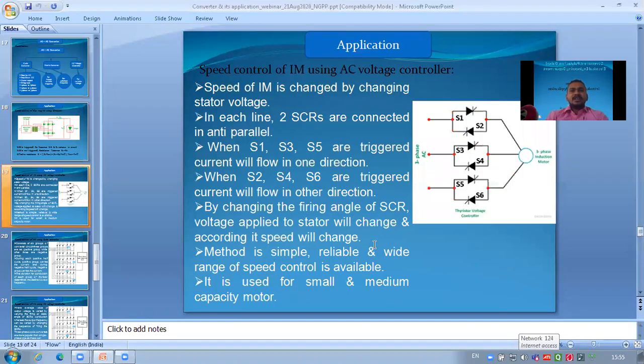Okay, now another application of the AC voltage controller. Here we can control the speed of the induction motor using an AC voltage controller. In the AC voltage controller, SCRs are also used. These two SCRs S1 and S2 are connected anti-parallel, S3 and S4 are also connected in anti-parallel, and S5 and S6 are also connected in anti-parallel.